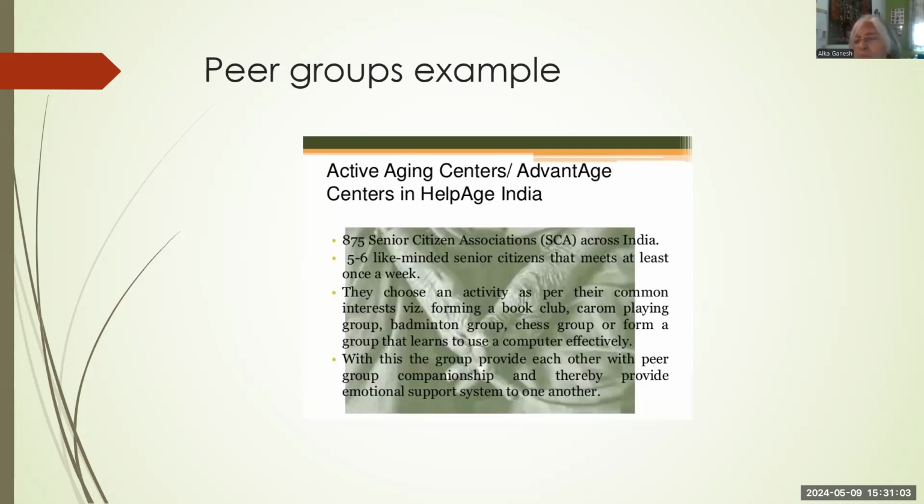So, an example of a peer group. This is HelpAge India, which is doing so much in this particular area and in many other areas. Apparently there are 875 senior citizen associations across India, which is very little when you look at the huge number we have. And usually what you do is you have 5 to 6 people with similar interests.